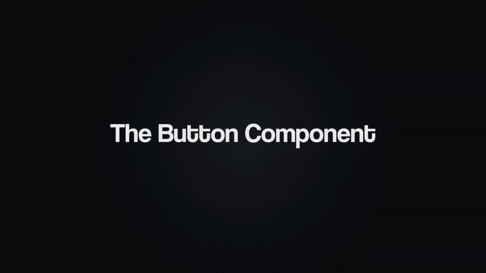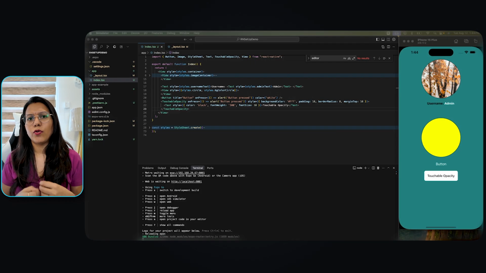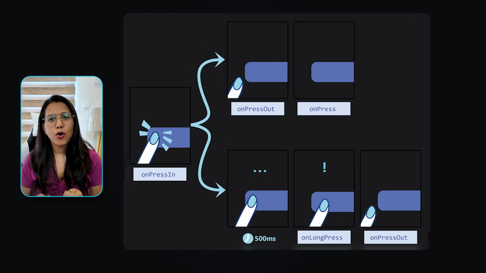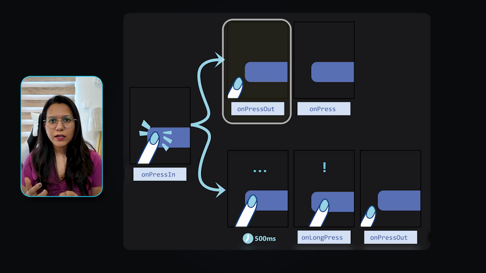Finally, we have the pressable component, and the pressable component is more flexible and more powerful if we compare it with these two. So the pressable component provides very advanced UI interactions. Also, it supports several useful events. These useful events are on press in, on press out, and on long press. After on press in, if the user lifts up his finger, then on press out will trigger.